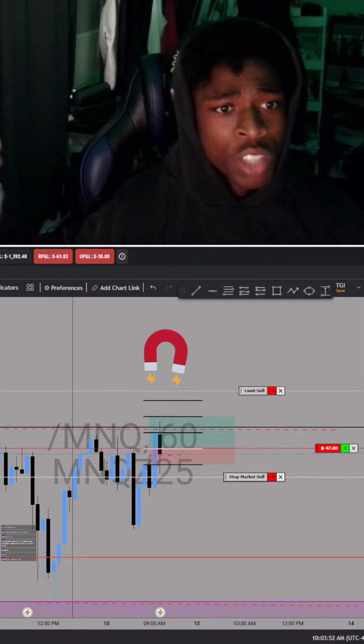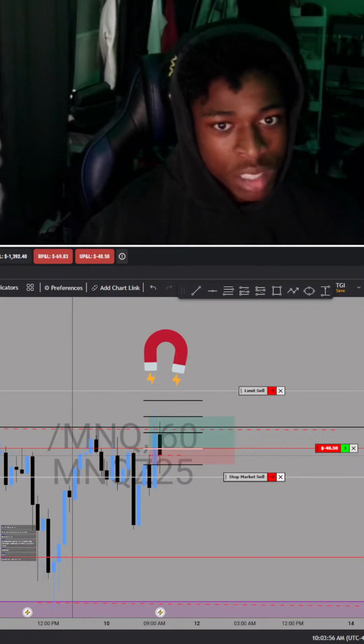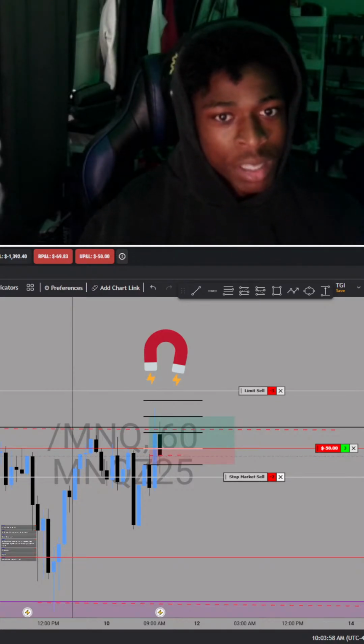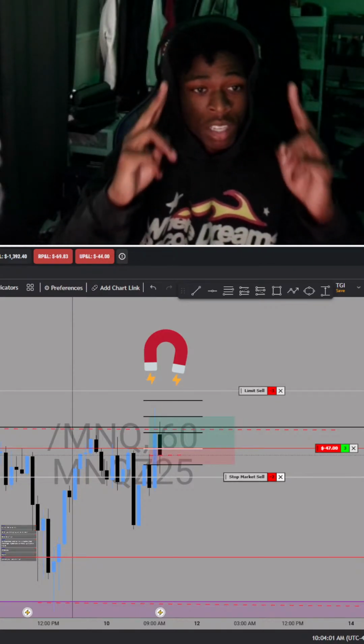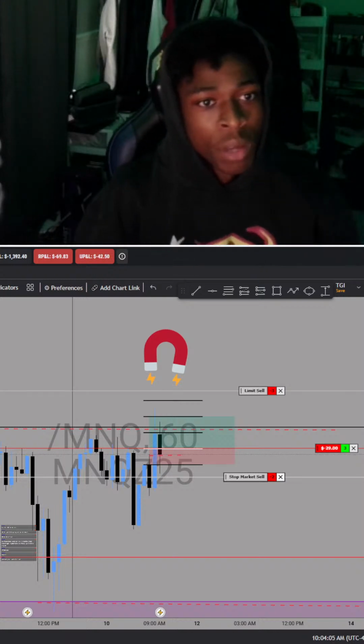I'm gonna retake this entry. I feel like it's giving me this entry twice, but I can't lose double my lot size if I'm being honest. So I ain't gonna over leverage. But I'm gonna mentally take this second entry right here. Mentally. See how that works out for me.